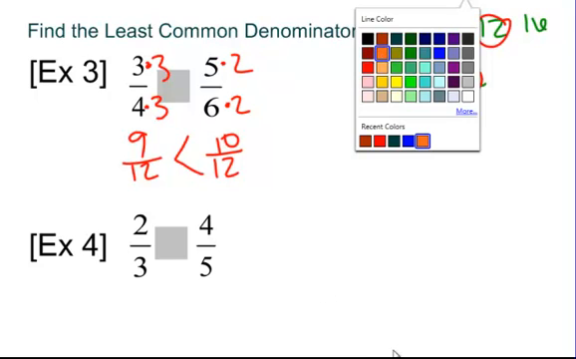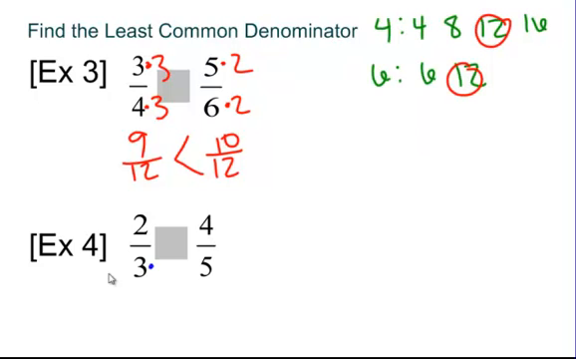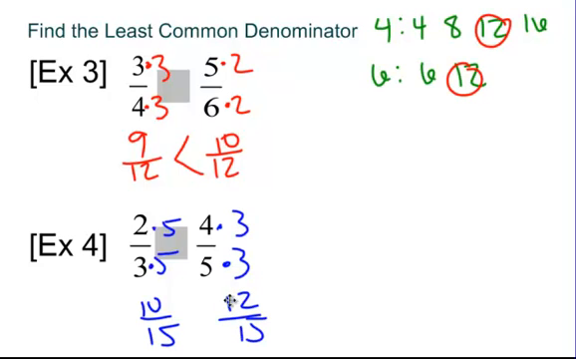Okay, welcome back. So the least common denominator here is 15. We're going to multiply this by 5, and we're going to multiply this by 3 and see what happens. And we do the top by the same thing that we did the bottom by. So that's going to end up being 10/15, and this is going to end up being 12/15. Now which one's bigger? 12/15.